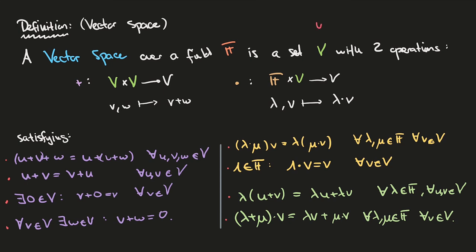To introduce some terminology, we call elements of V vectors, and when the field F is R, we call a vector space over R a real vector space, and when the field F is C, we call the vector space a complex vector space. This brings us to our first example of a vector space, which is F^n, which is a vector space over F.